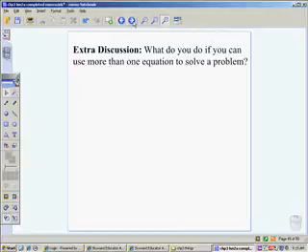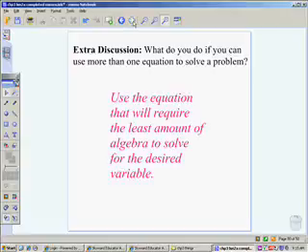Extra discussion. Please make sure you have this filled in on your notes as well. What do you do if you can use more than one equation to solve a problem? And that is oftentimes the case. You just use the equation that will require the least amount of algebra to solve for the desired variable. You choose the easiest equation, in other words. And that's the end of our lesson.